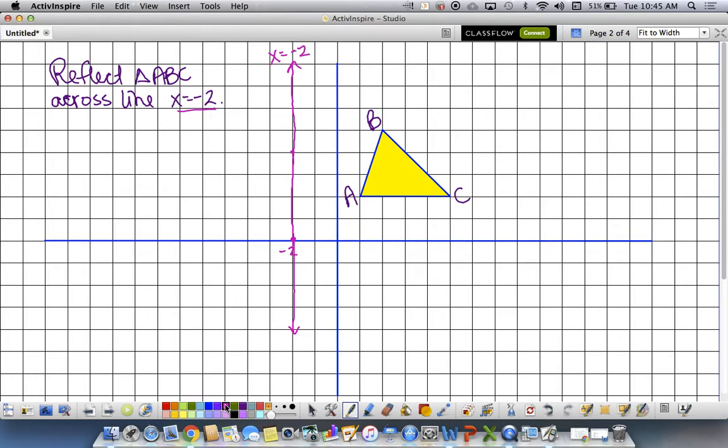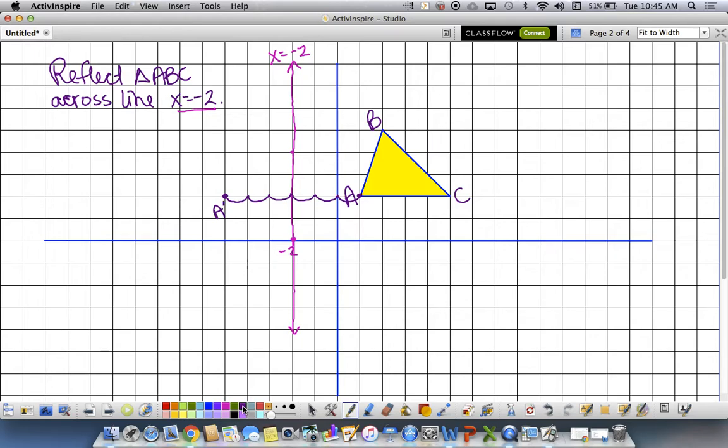Okay? And if we want to reflect a triangle ABC across line x equals -2, I generally go to the point that's closest. Okay, you can start with any point that you want. If you don't want to start with A, start with B or C. Doesn't really matter. Okay, and I'm going to see that A is 3 units away from line x equals -2. So A prime would be 3 units on the other side. So that would be my A prime.